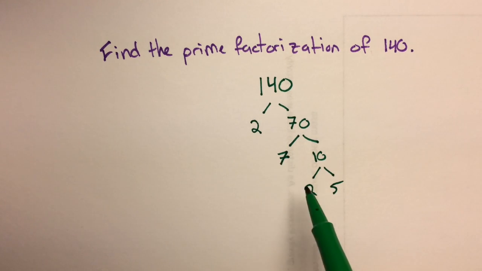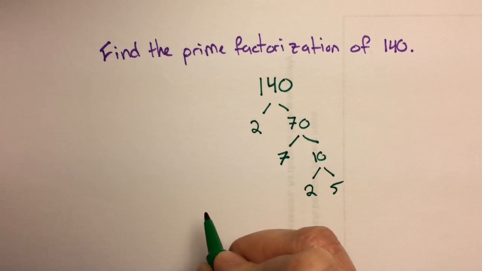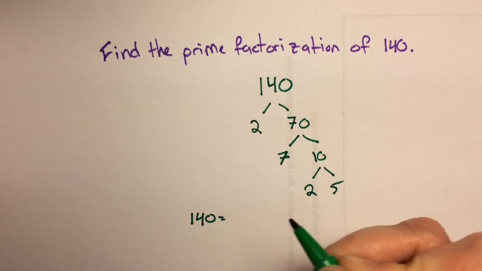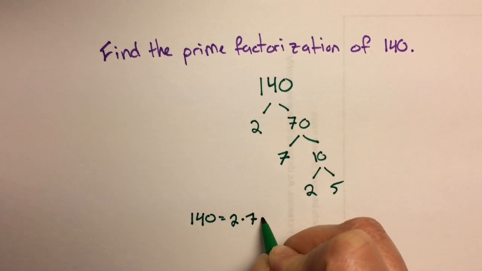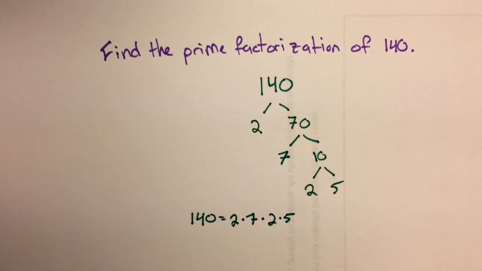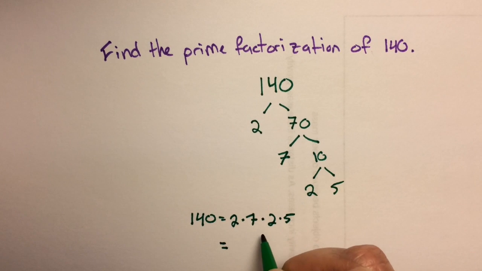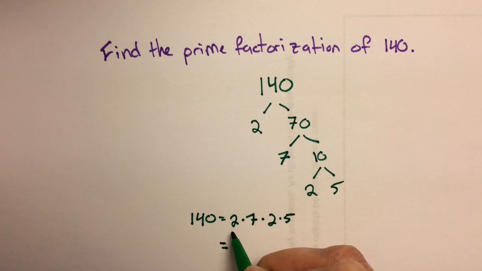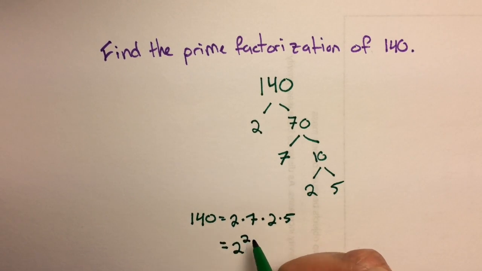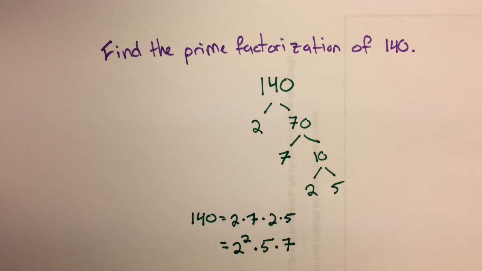I've got prime, prime, prime, prime. All the ends of my factor tree are prime numbers. So I can say that 140 is 2 times 7 times 2 times 5. Now, technically this is correct, but this is probably not how you'll see it written in the back of the book. We usually group the numbers that are the same together. So I'm going to write this as 2 squared, and then we usually write them from smallest to largest, but it's not really a big deal. So 2 squared times 5 times 7 means exactly the same thing as what we have written there.